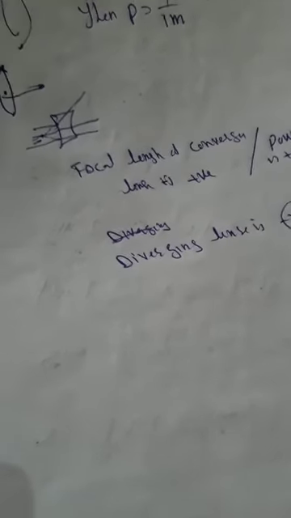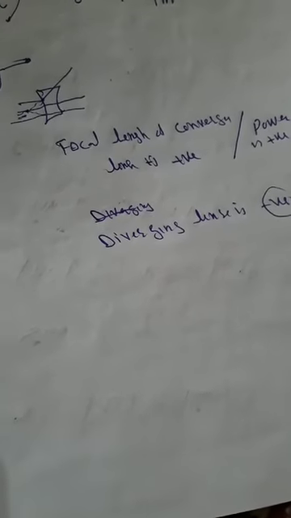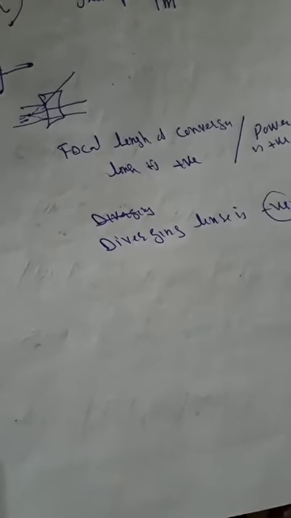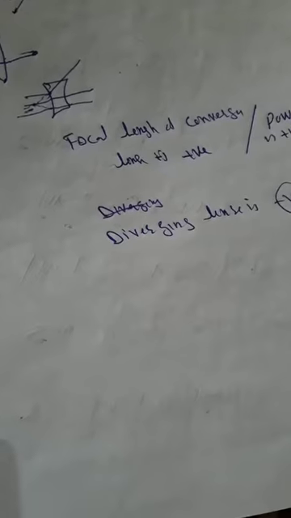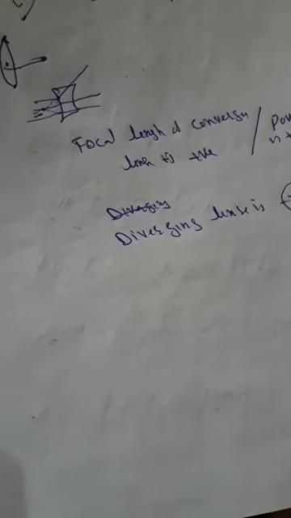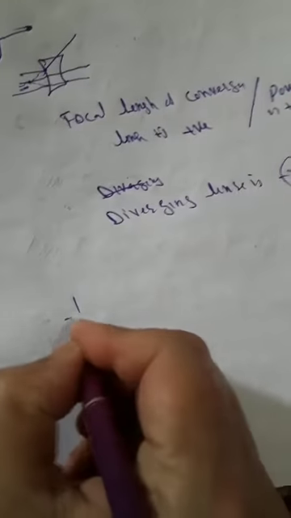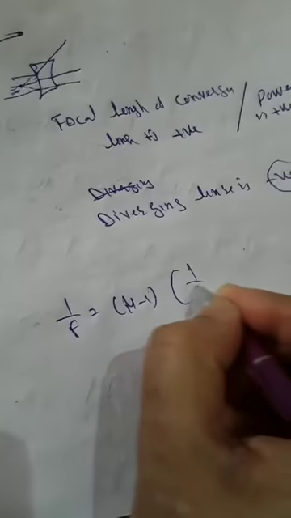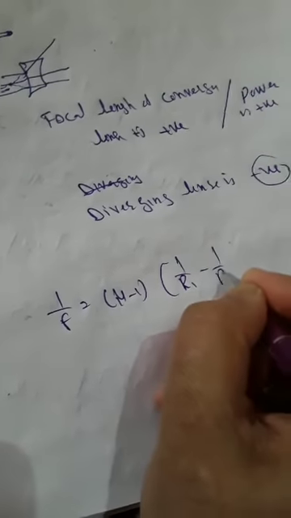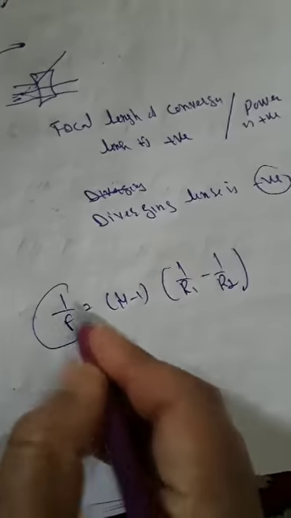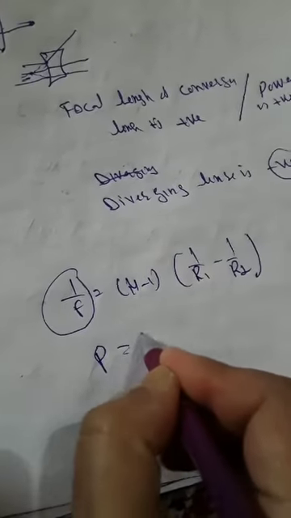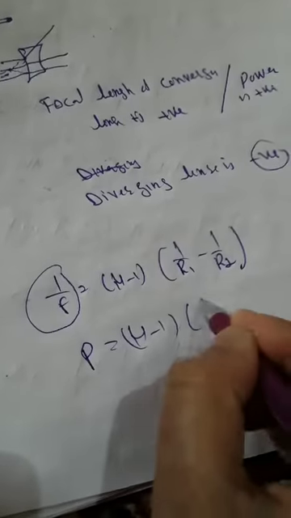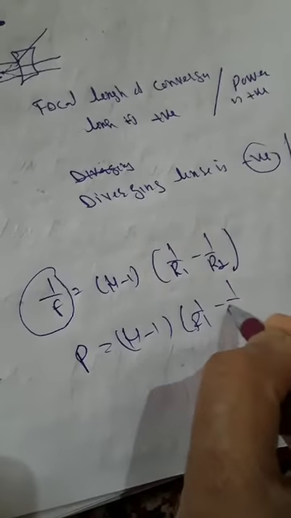We can also write it in terms of the lens maker formula that you derived. By using the lens maker formula, the power of a lens can be expressed in terms of refractive index and radius of curvature as follows. We know that 1 by f is equal to mu minus 1 times (1 by r1 minus 1 by r2). Since 1 by f is the power of lens, P is equal to mu minus 1 times (1 by r1 minus 1 by r2).